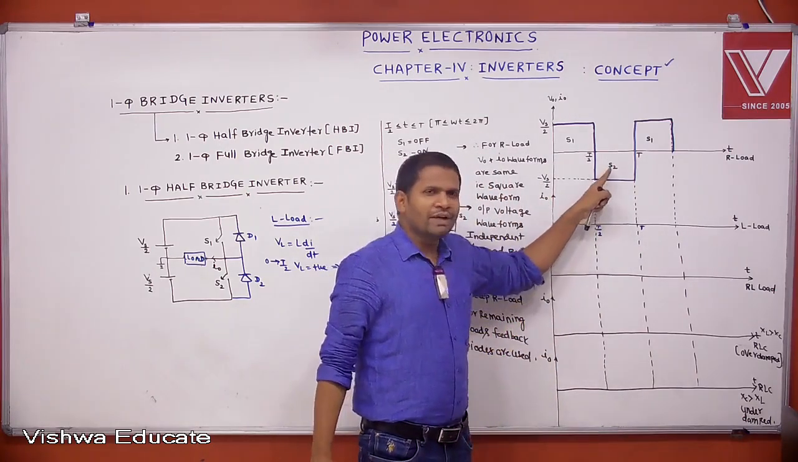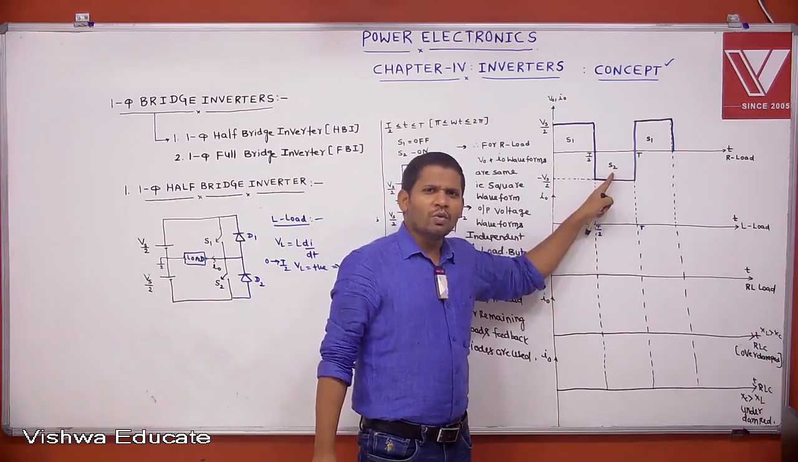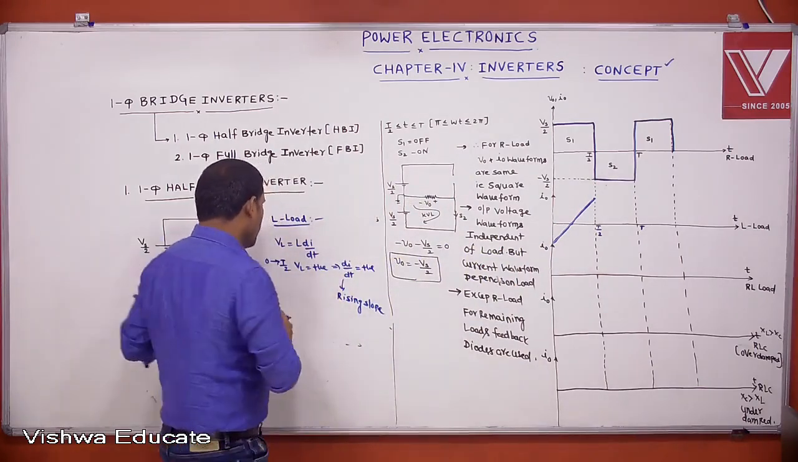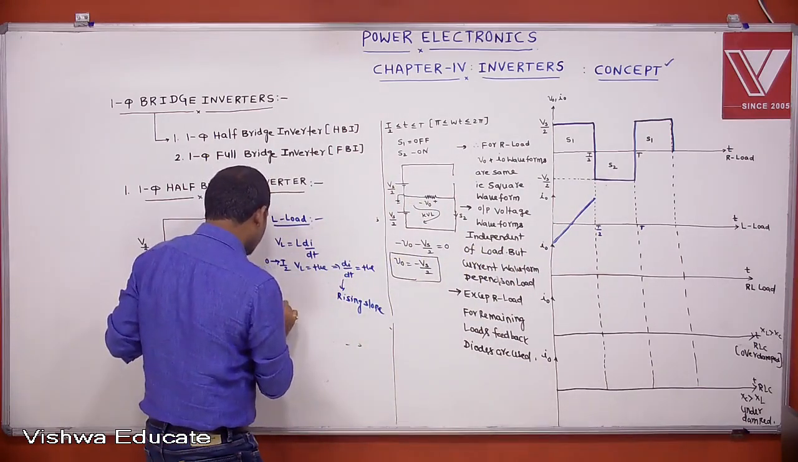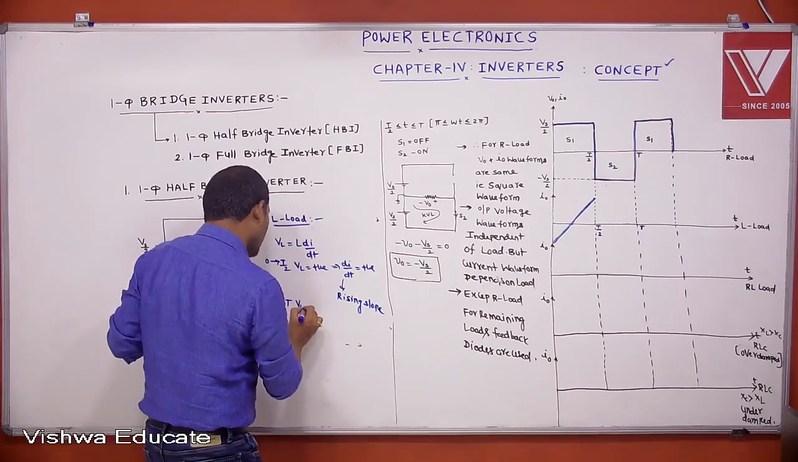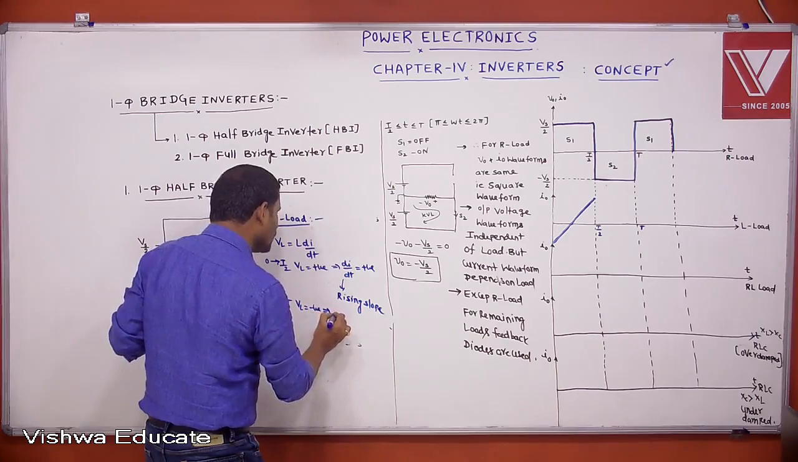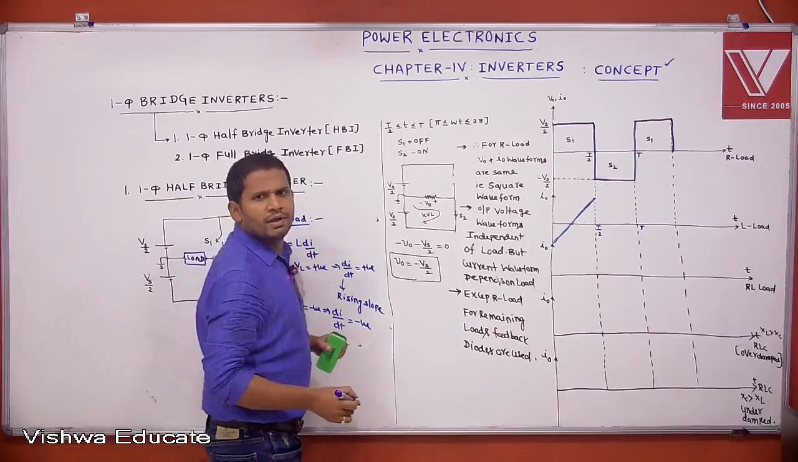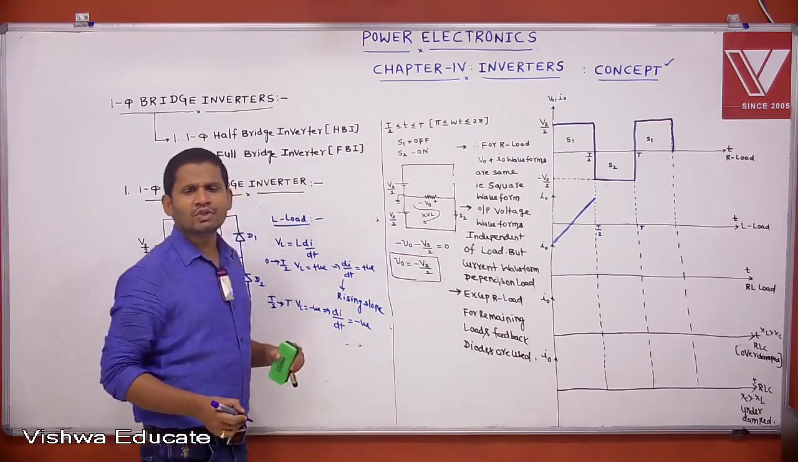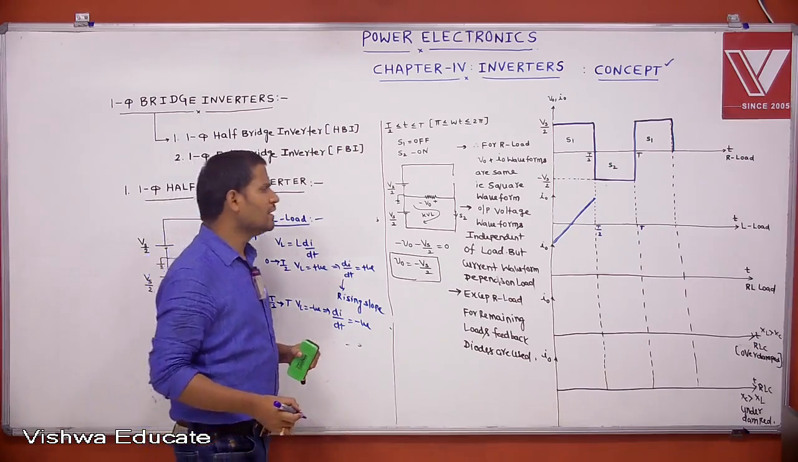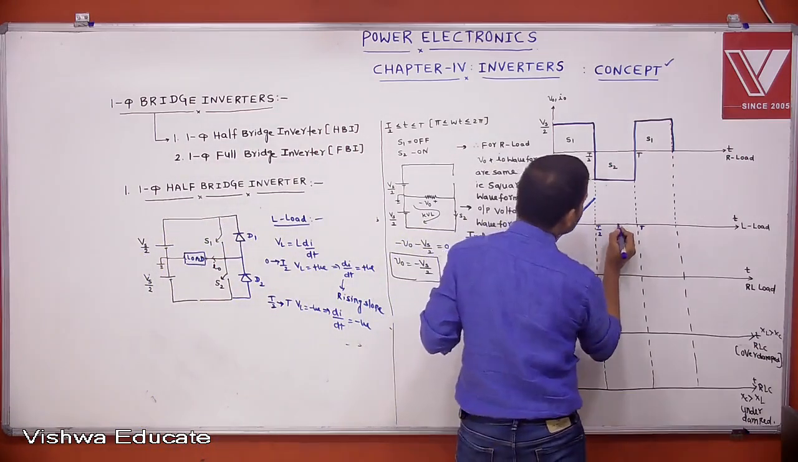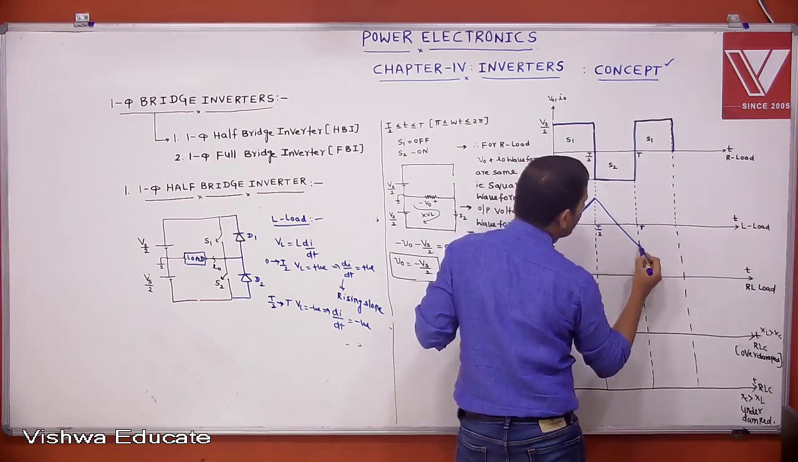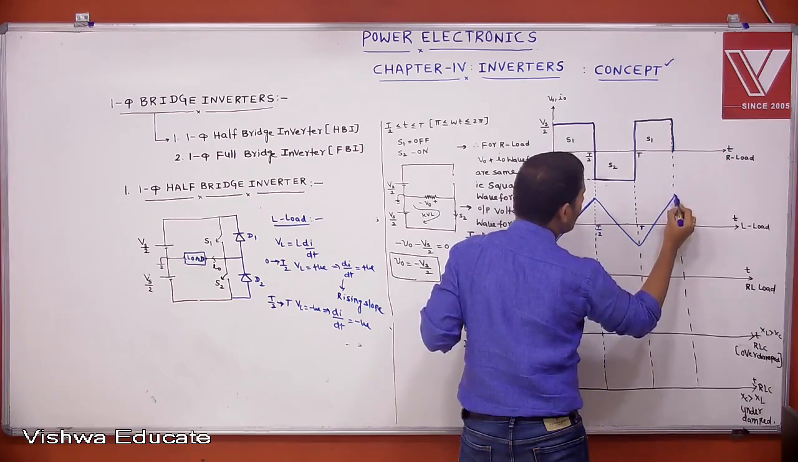Next. During the conduction of the devices, di by dt must be negative when the voltage across the load is negative, that is from T by 2 to T. VL we are getting negative voltage. VL negative means di by dt must be negative, because inductance is always positive. Di by dt negative means rising slope or falling slope? That is a falling slope. Again current lags the voltage by 90 degrees. Again rising, again falling.